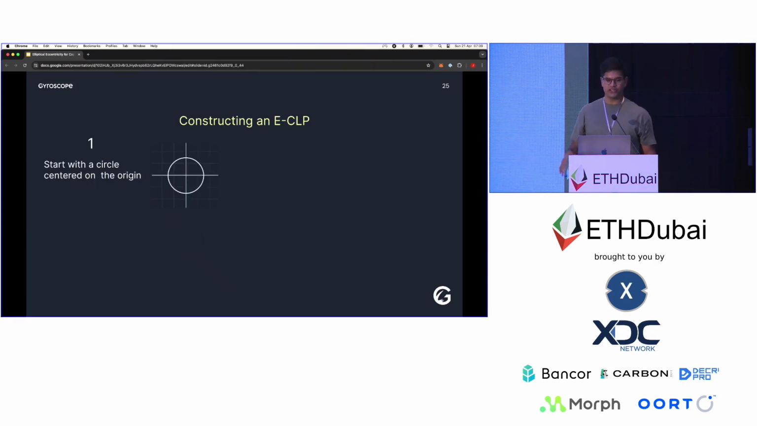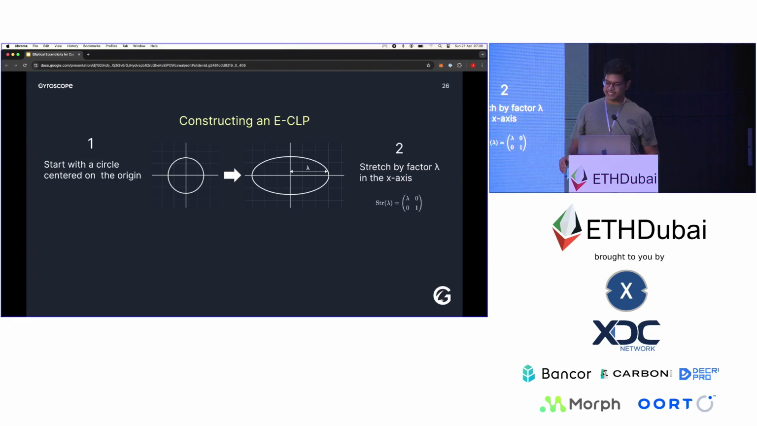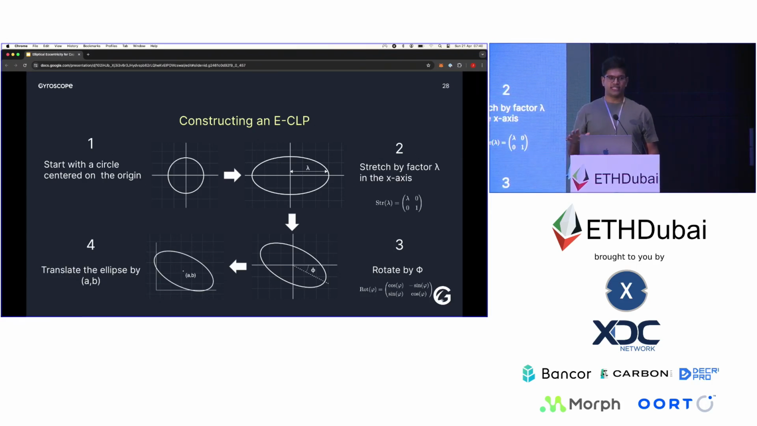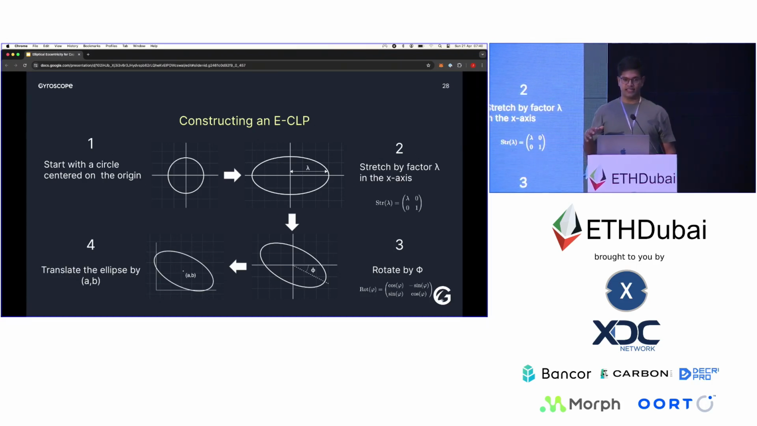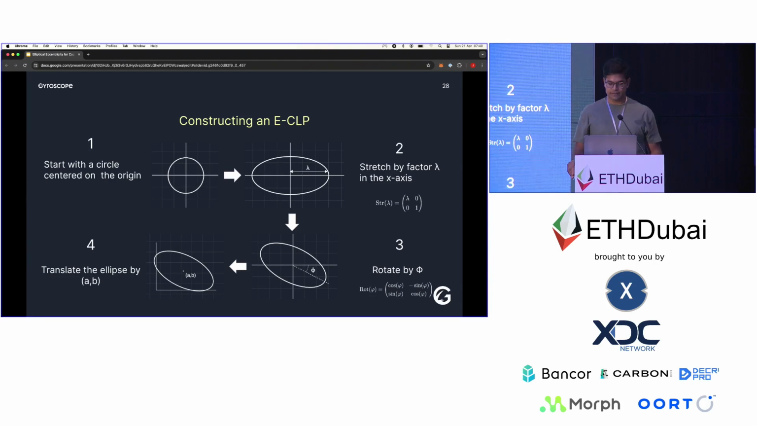Okay, so start off with the circle centered at the origin, our classic x squared plus y squared equals radius squared. The circle is then stretched into an ellipse by this factor lambda. You can see the corresponding matrix which represents this linear transformation. The ellipse is then rotated anti-clockwise by angle phi. Again, there's the linear transformation. And finally, the ellipse is translated by some vector AB, such that the new origin is now at AB.